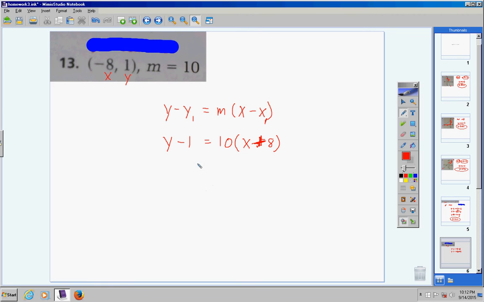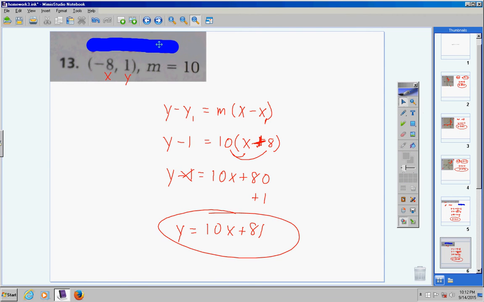So now let's multiply our 10 through and then get y by itself. 10 times x is 10x. 10 times 8 is 80. Now bring the negative 1 over, make it a positive 1. Combine constant term with constant term, and you're left with 10x positive 81. Alright, and that is your linear equation.